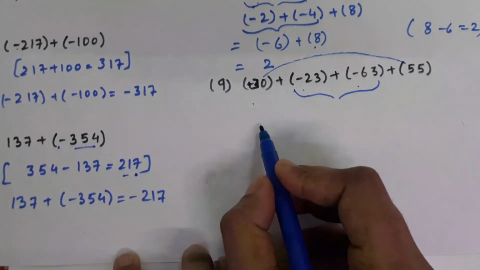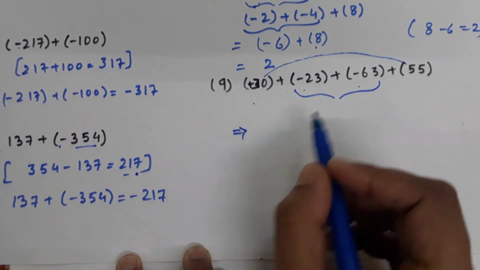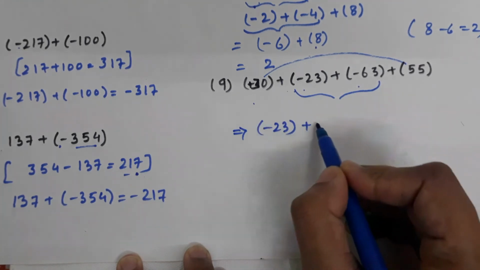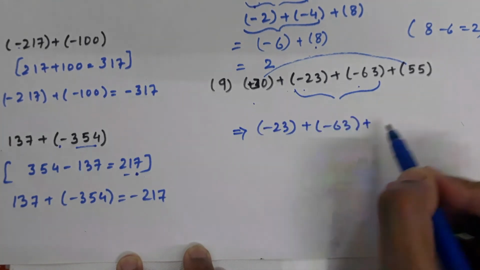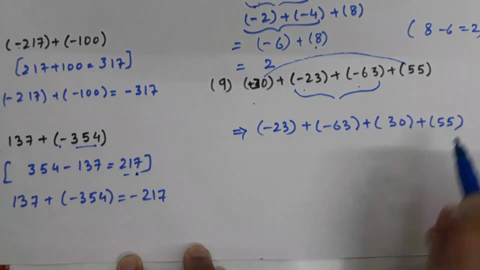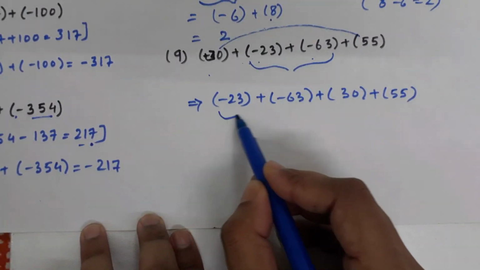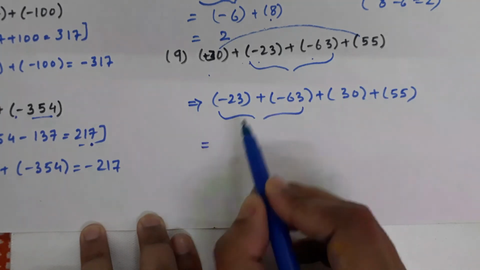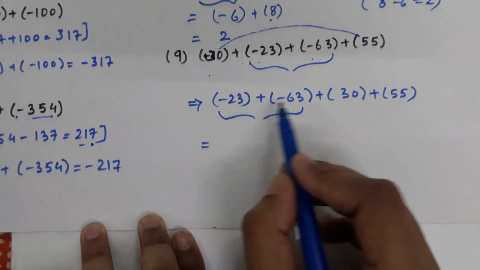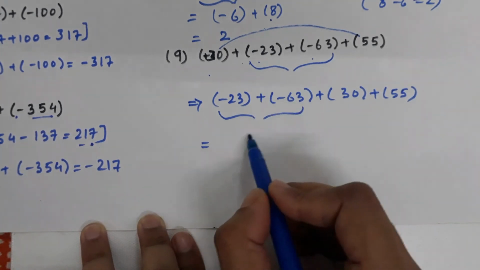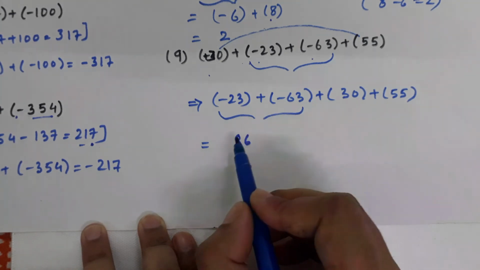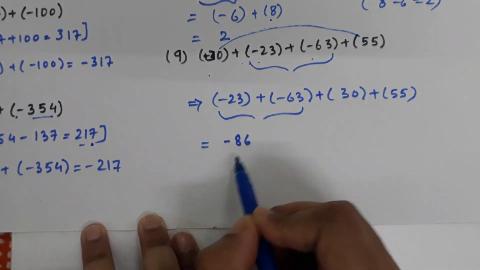So here I can write this as, okay, I'm writing first the negative integers, which is minus 23 plus minus 63 plus 30 plus 55. Okay, now I'm going to solve these two numbers. So minus minus, again they have the same sign, I have to add them. So 23 plus 63 will give me 86. I have to put the sign because they have the same sign, so it will be a minus.